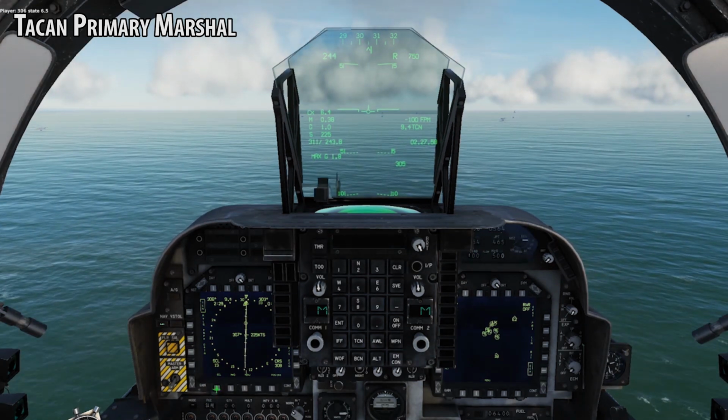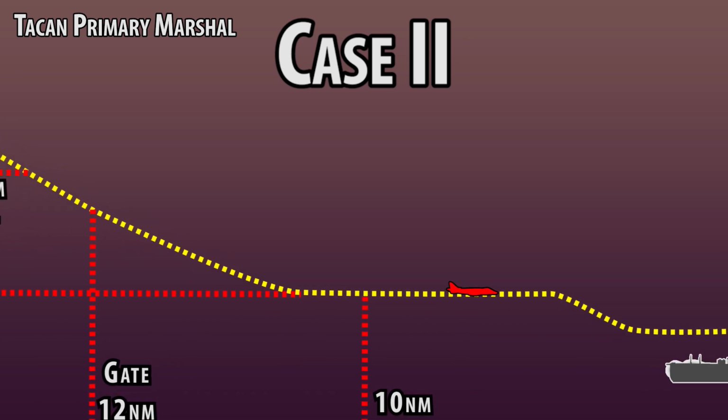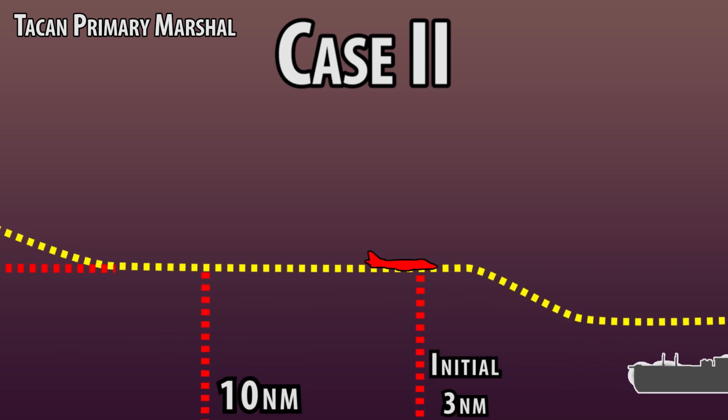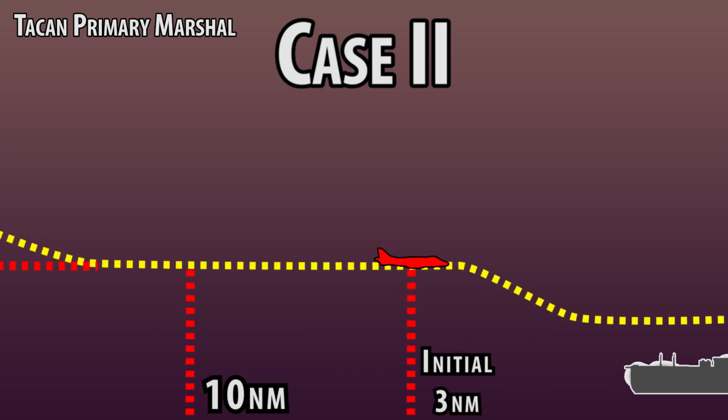State 6.5. We are now looking to join the landing pattern from the initial, which is 3 nautical miles behind the ship. At this point, your pilot will automatically communicate with the controller. The controller should say signal is Charlie, which means you're cleared into the landing pattern. Descend to 800 feet and 350 knots, and conduct your break as in case 1.